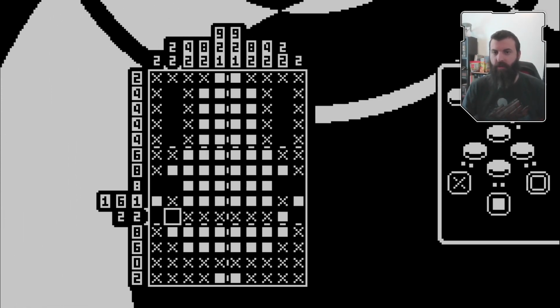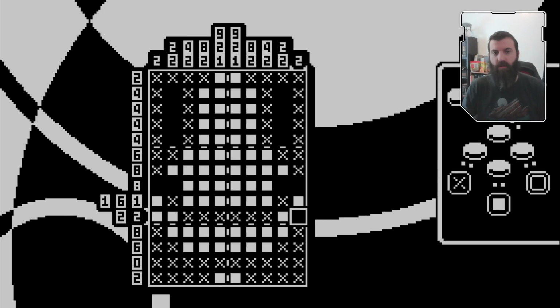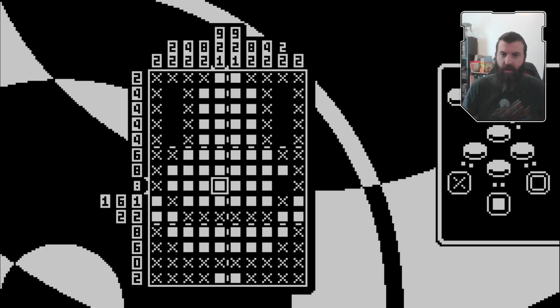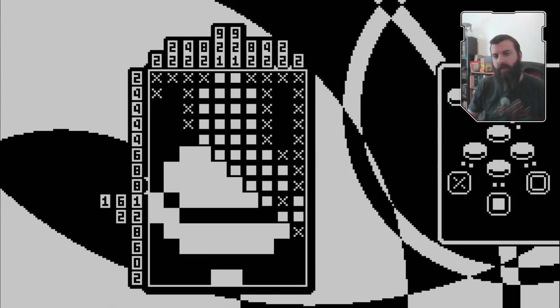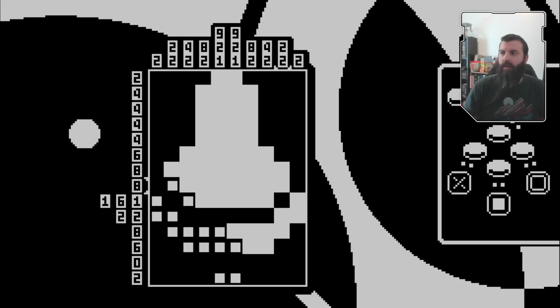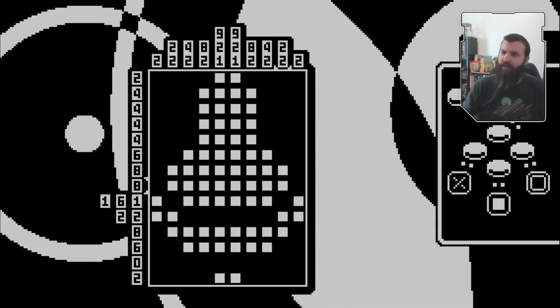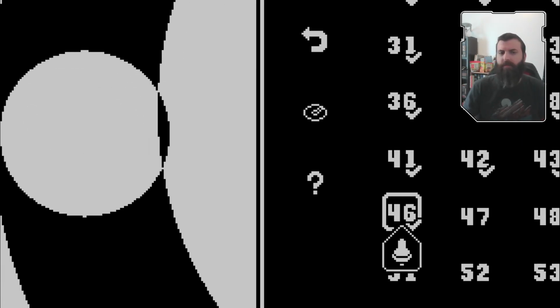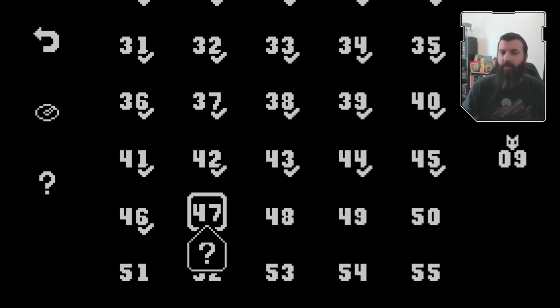Well, this has to be one of those 2s. That 2 horizontally has to be like this. That completes this one. That means that our 8 has to be like this. Damn. Tall mushroom, I think? Yeah, tall mushroom. So, there we go. Nonogram 46. On to nonogram 47.